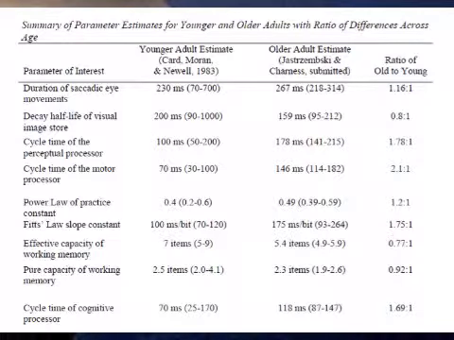On the left, you'll see the parameters like eye movements, visual image store, cycle times, etc. The second column contains younger adult estimates based on Card, Moran, and Newell's 1983 work. And the third column is the older adult estimate based off this particular study. The ratio of old to young is shown in the fourth and last column. Interestingly enough, in some areas there's very little difference, where in others there's a huge difference.